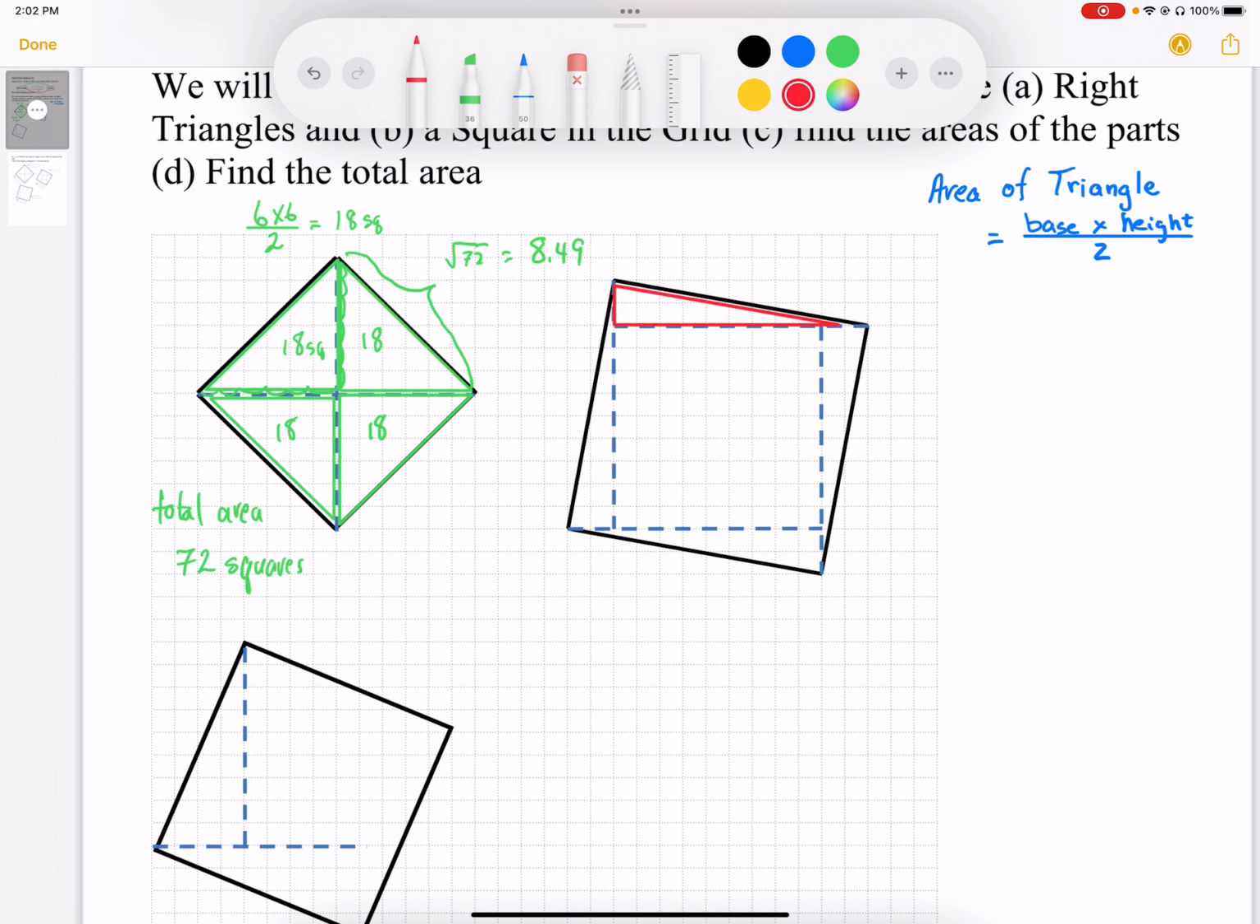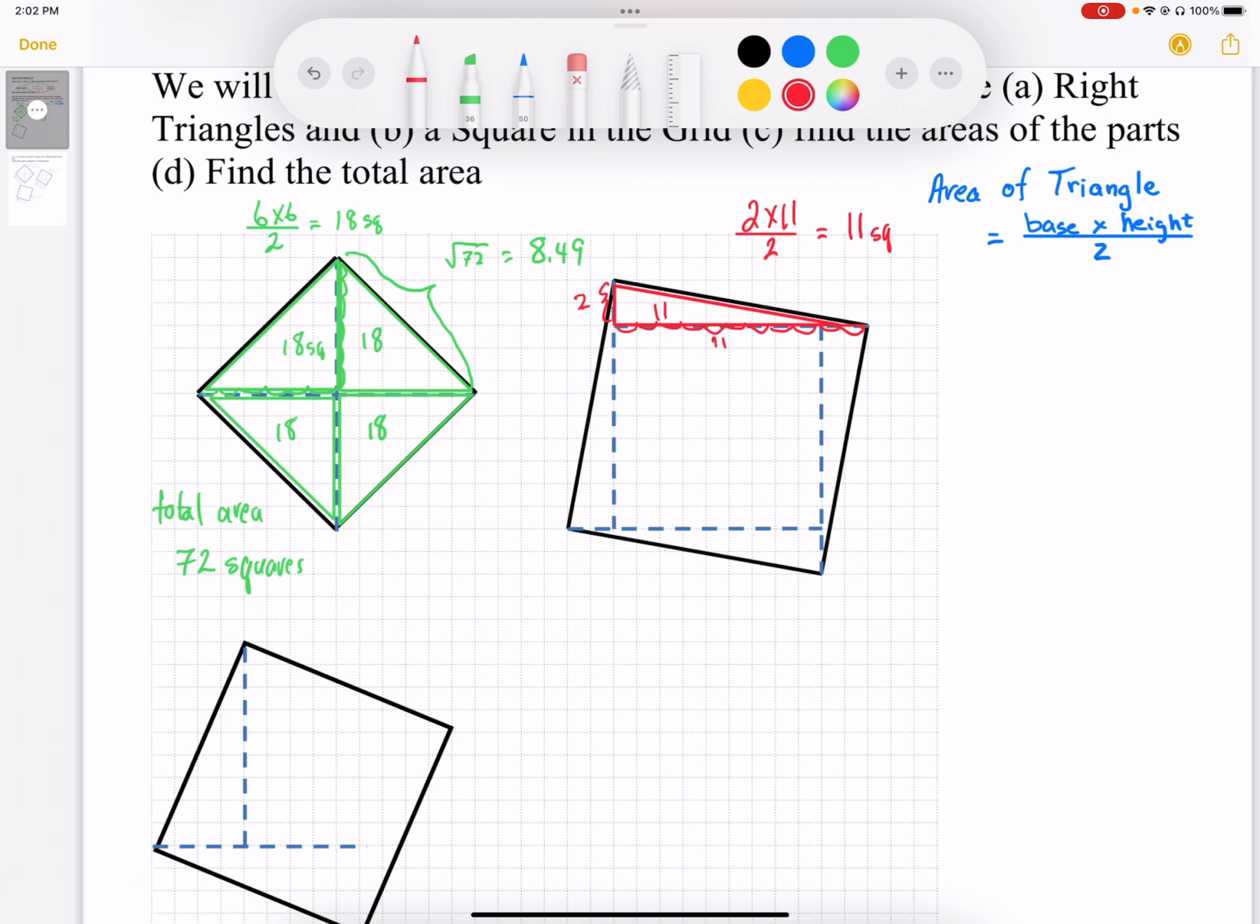There's the right triangle. So we need to measure the height. I've got a height here of 2. I've got 1, 2, 3, 4, 5, 6, 7, 8, 9, 10, 11. Make sure you go all the way into the corner. So it's 11 that way. So we're going to have 2 times 11 divided by 2. That's going to be 22 divided by 2 is 11. So we have 11 squares.